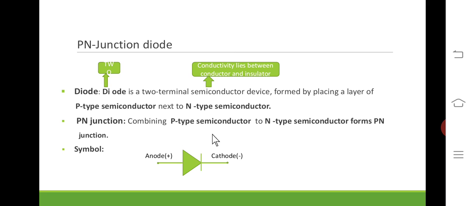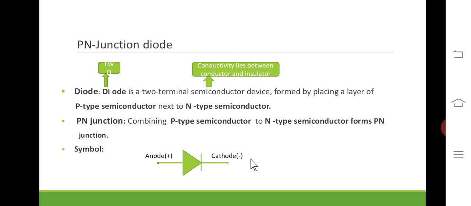Okay. So now what do you mean by PN junction? If you combine the P-type semiconductor to the N-type semiconductor, then it forms the PN junction. In detail, you are going to study in session 16: what is the PN junction and how it is going to perform, that you are going to study in the next session. So today let us study the symbol of the PN junction diode.